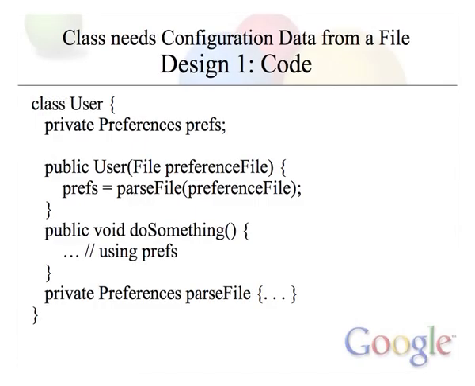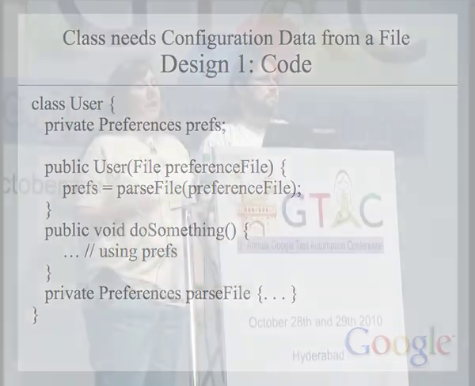And you've probably all seen this kind of code. We've got a user. It has a preferences field. We take the preference file, we parse it, and then we store the resulting data into the preferences object. Later on, we do something with the preferences.